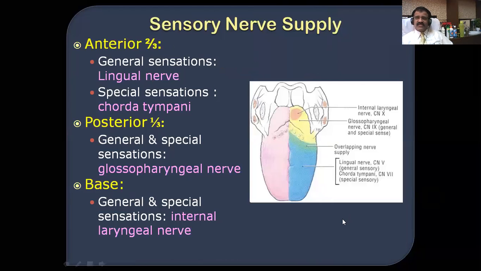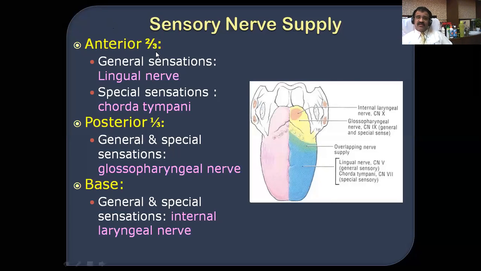Next, what is the nerve supply? The nerve supply of the tongue is quite complex and extensive because there are different nerves doing different jobs here. Now let us first understand the sensory nerve supply. The sensory nerve supply means general sensory, that is pain, touch, temperature. Special sensory means taste sensation. So there are two types of sensations, general and special, and there are different nerves for that. Plus there is a motor function here.